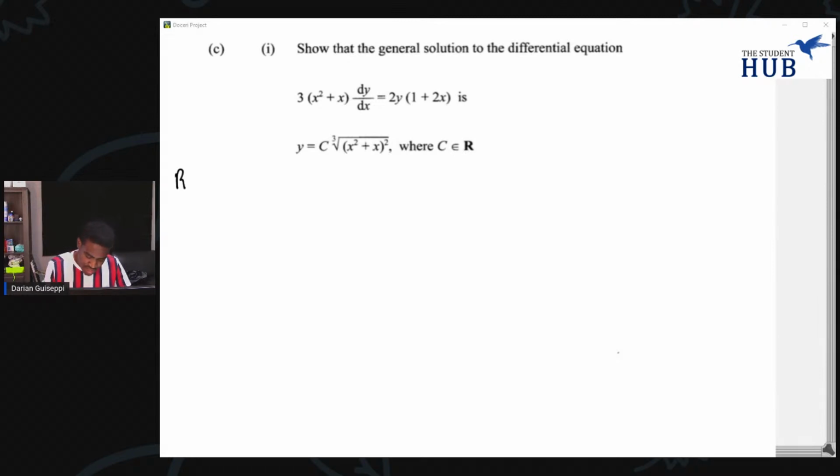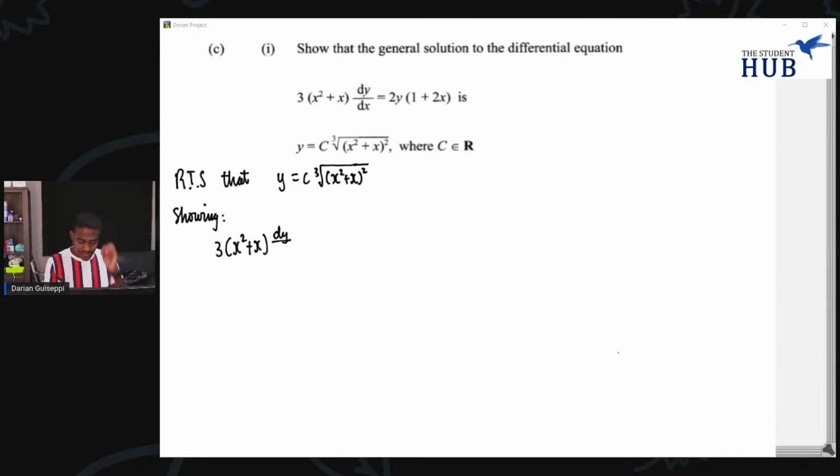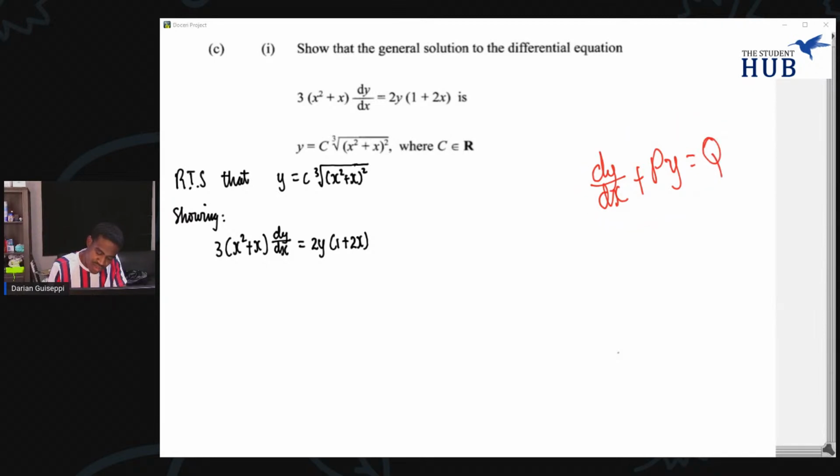We're required to show that this here is the solution to the differential equation. Let's show it. What we need to do is rearrange what we have so that it looks like the form that I was talking about, dy on dx plus py is equal to q. That's the form we need to try to see if we could get it into.